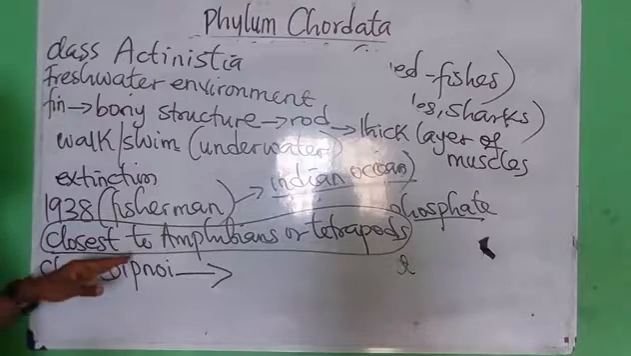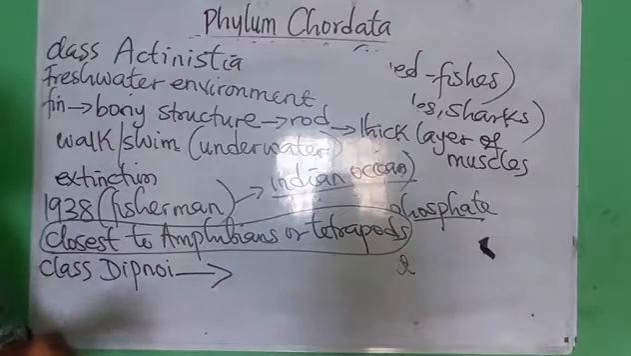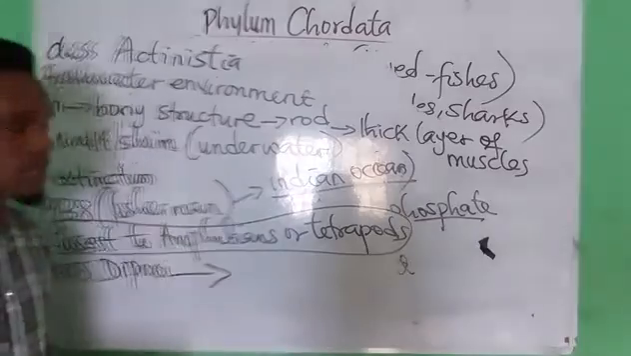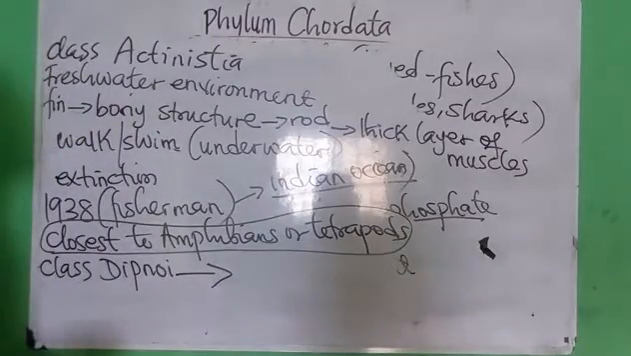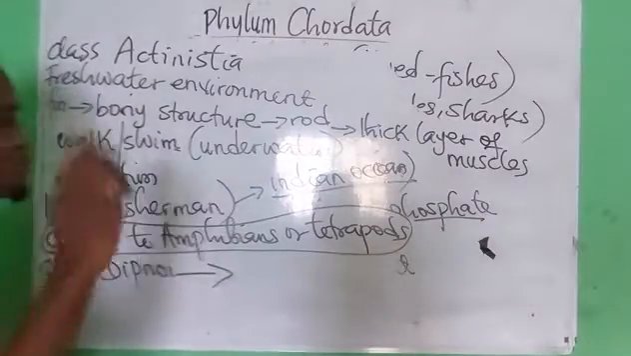Of course, they also have an endoskeleton that is bony, and it is made up of what? Calcium phosphate. Please take note of that. It is very important. So, is there any other point? We are done with the various classes based on jaws.